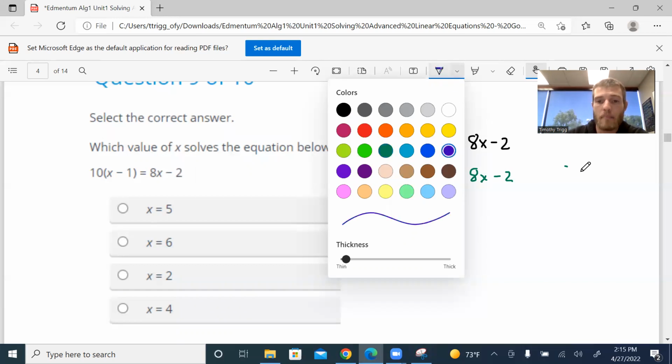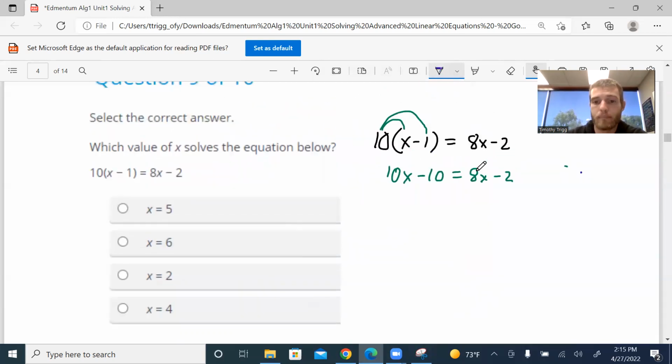Notice there are x's on both sides of the equation. Here there's 10x, and on the right side, there's 8x. I don't like that. I like to have all my x's together on the same side. So I'm going to get rid of these 8x's here by subtracting 8x. Whatever I do on the right side, I have to do on the left side of the equal sign. Leaving us with 2x minus 10 equals, and on the right we have negative 2.